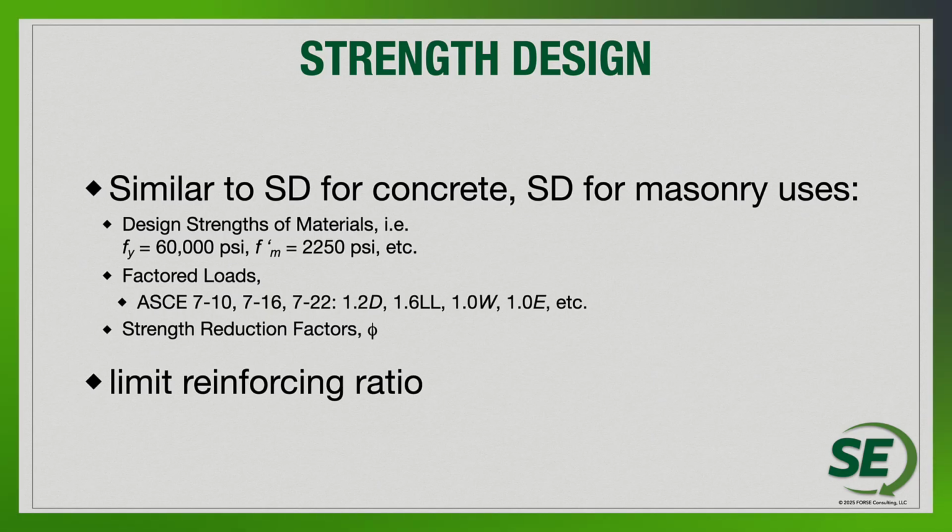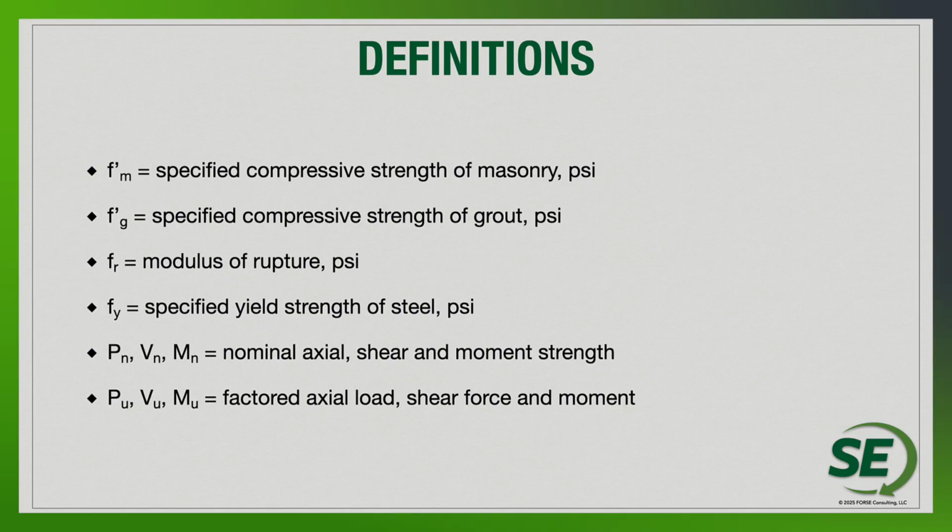Some of the different definitions: f'm is going to be the compressive strength of masonry. We have f'g, which is going to be the compressive strength of the grout. Fr is going to be the modulus of rupture. Fy is going to be the specified yield strength of the steel. You have Pn, Vn, and Mn, which are the nominal axial, shear, and moment strengths. And then we have Pu, Vu, and Mu, which are the factored axial load, shear force, and moment as defined by the different types of loads that you are going to be placing on the structure.